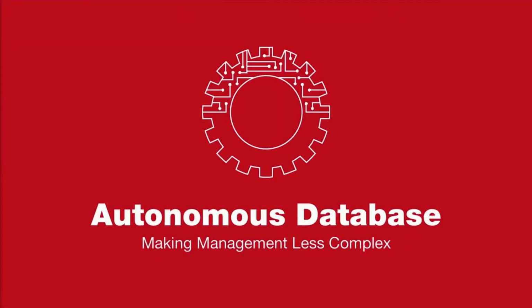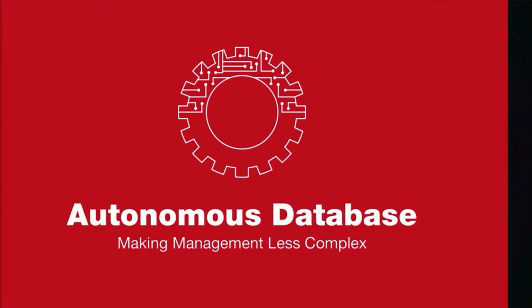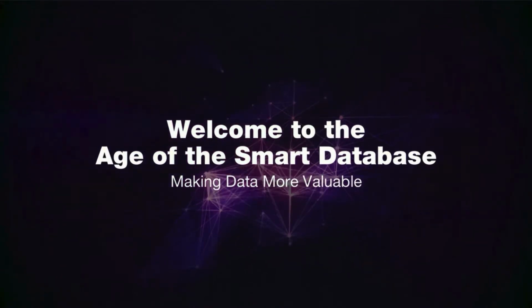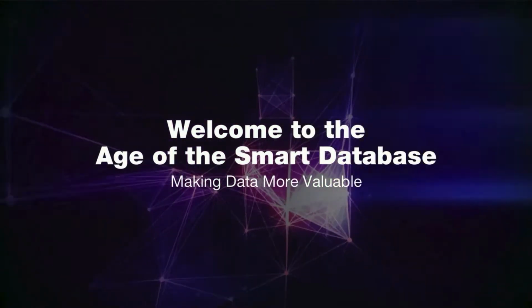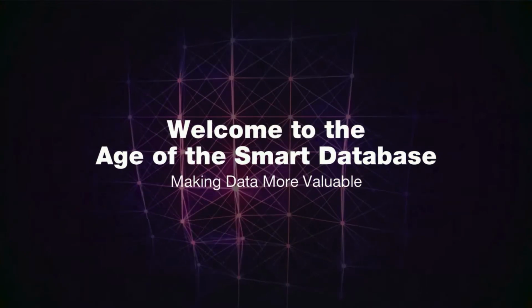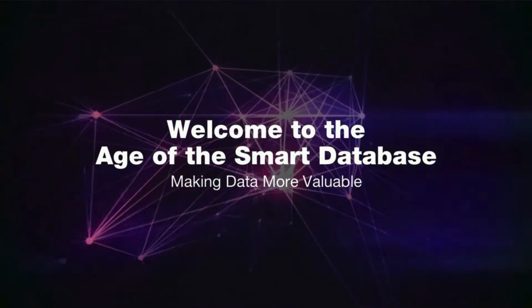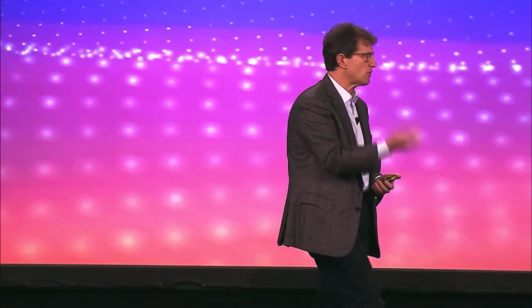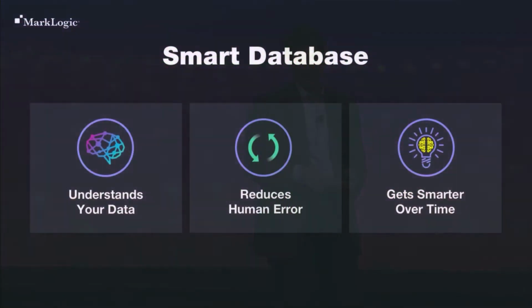So let's spend a few minutes talking about what's next and what's not next. What we're working on is not an autonomous database focused on lower cost of administration and management, but rather we're focused on the age of the smart database, which is about making your data more valuable. It's not about better administration, it's about better data. It's about more useful data. It's about doing new things with your data. So how does it understand your data and how does it reduce human error? We automate a lot of the curation functions.